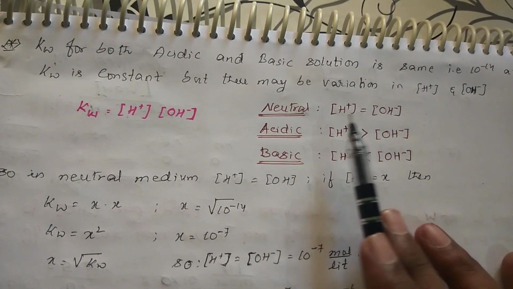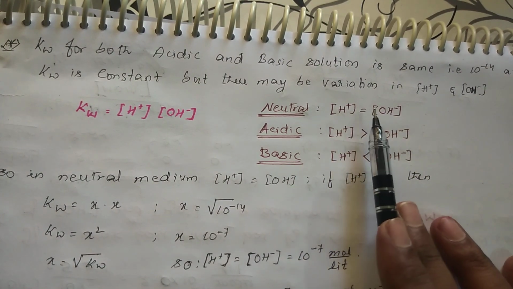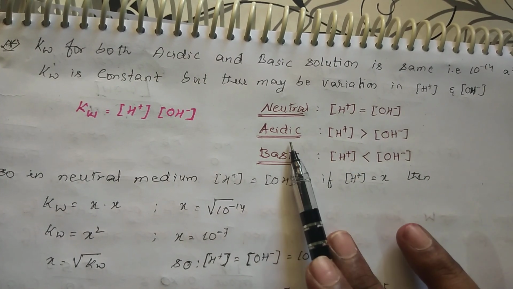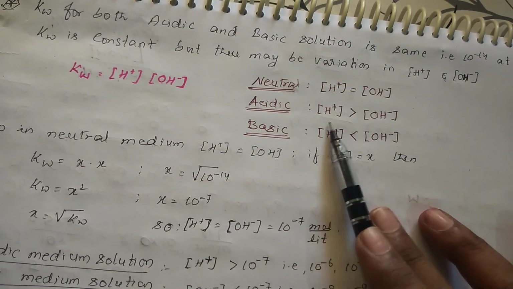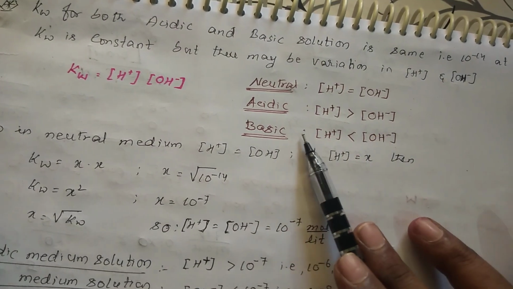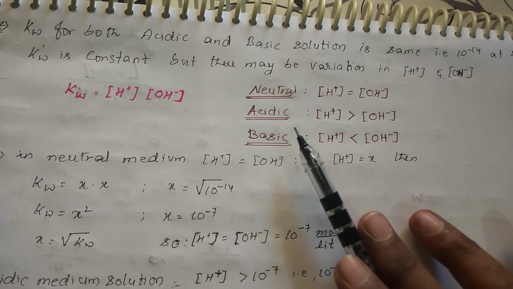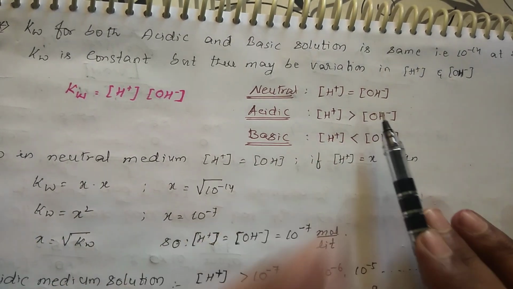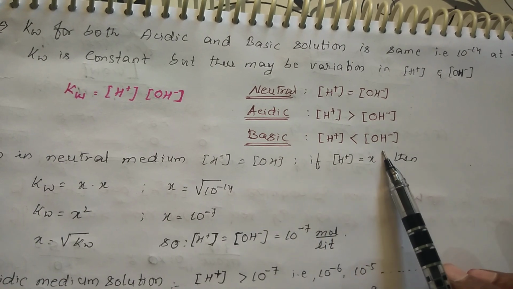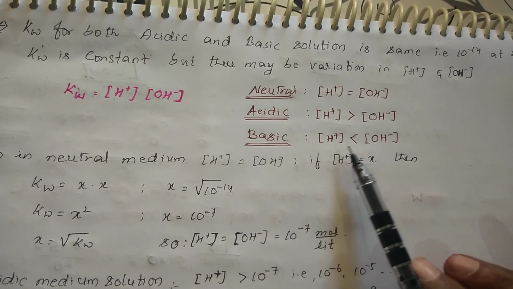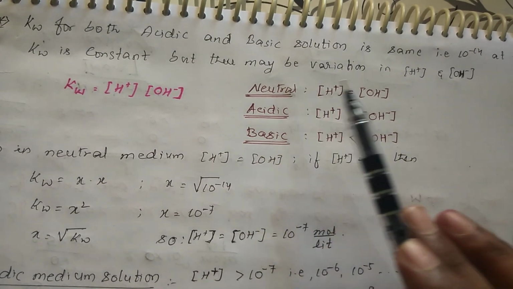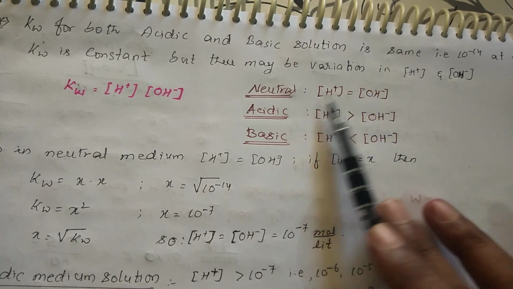So in a neutral medium, H plus concentration will be equal to OH minus. In an acidic medium, H plus concentration is greater than OH minus. In a basic medium, H plus concentration is less than OH minus concentration. Acidic means H plus will be more, so H plus is greater than OH minus. Basic means OH minus will be more, so OH minus is greater than H plus. Neutral medium means it is not acidic, it is not basic, so both are equal.